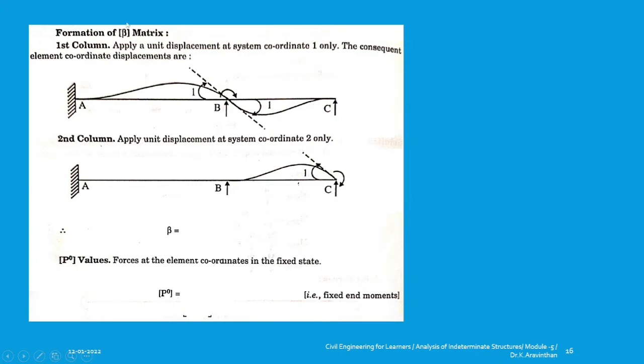Let us find the beta matrix. What is beta? It is known as the transformation matrix. Now you have found out that joint B and joint C are the kinematically indeterminate joints.